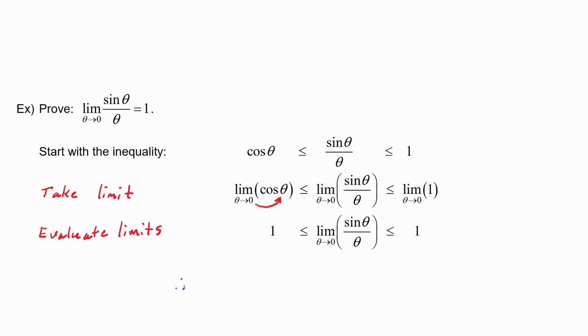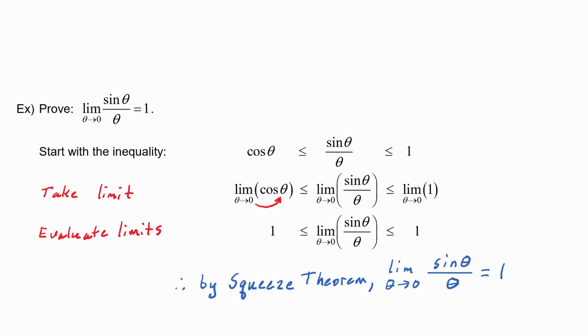So therefore, by the squeeze theorem, the limit as theta goes to 0 of sine theta over theta has to equal 1. And now we've proven that special limit for the sine function.